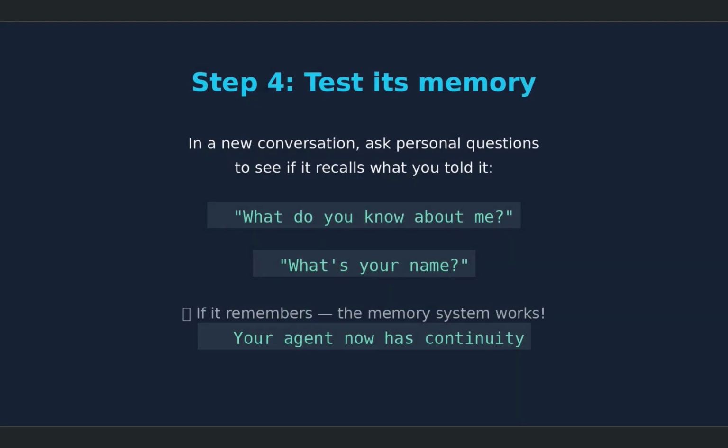Finally, test the memory system. In a new conversation or after some time, ask your agent personal questions. Say, what do you know about me? What's your name? If it remembers, the memory system is working. Your agent now has continuity across sessions.